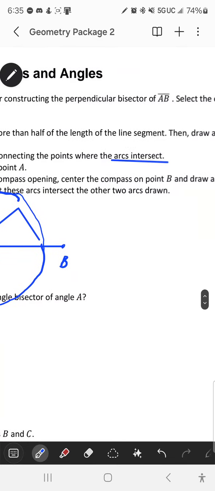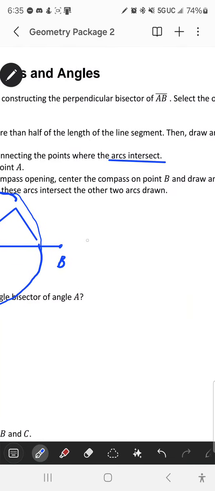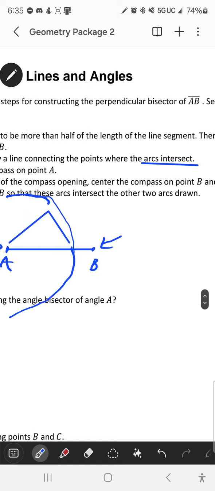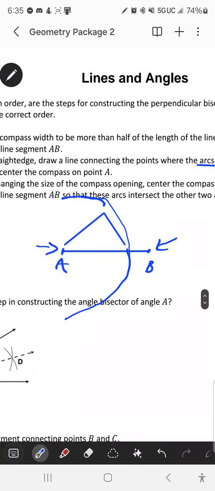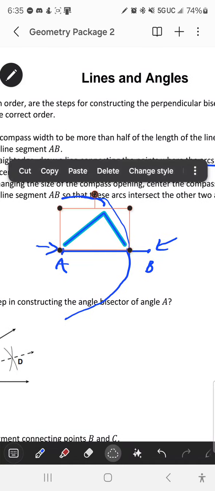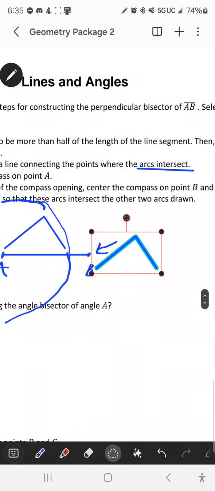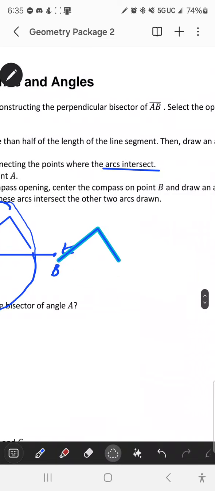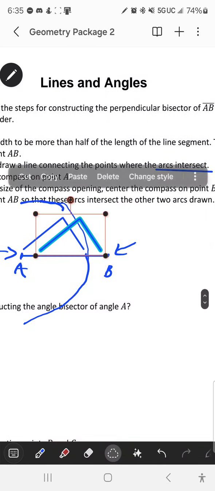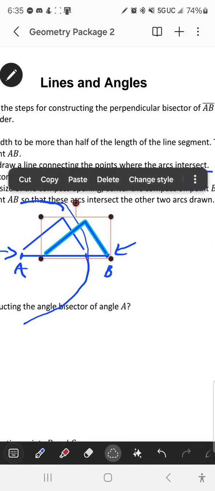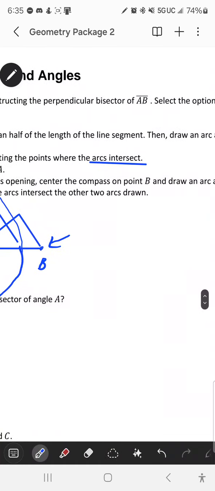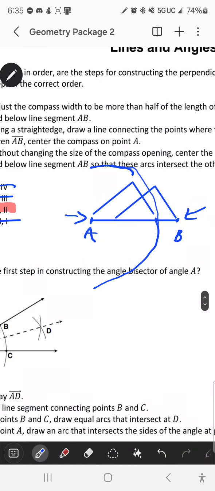Now without changing the size of the compass, center the compass on point B. So we put the compass on point B without changing the size. We're going to take this and put it on point B. And now we're going to draw an arc above that intersects with the other. So it will be something like this.